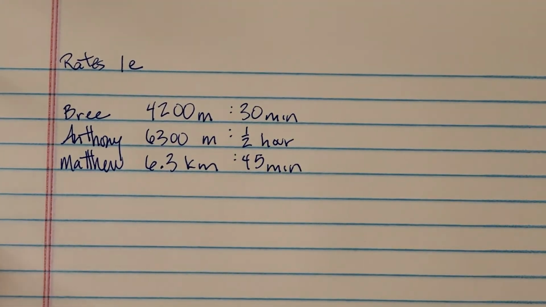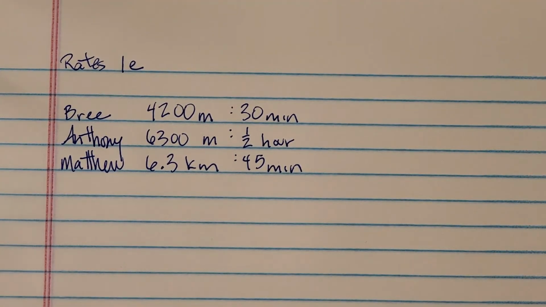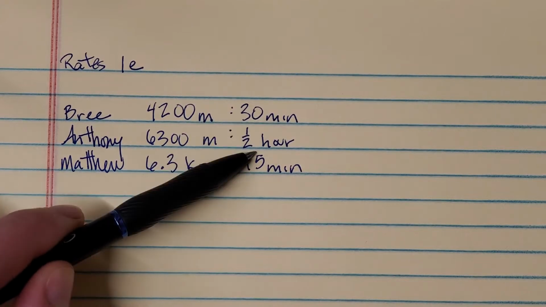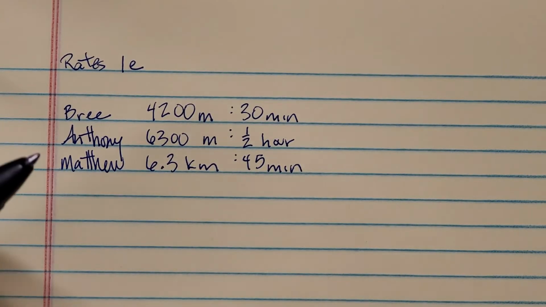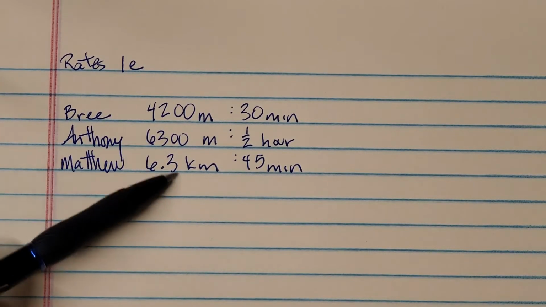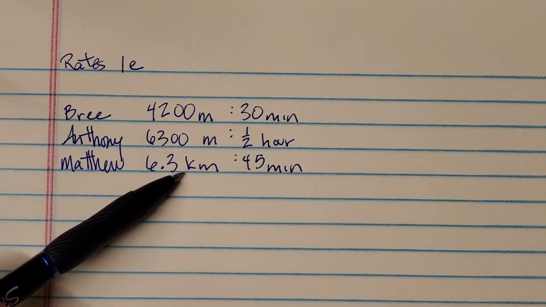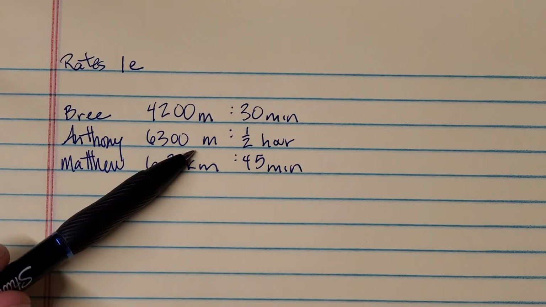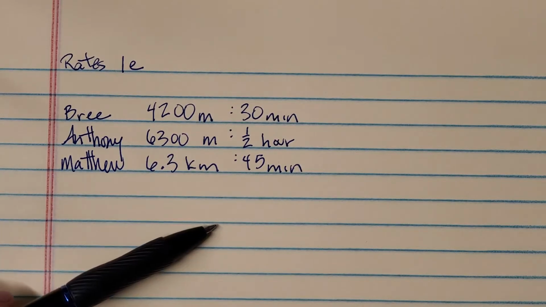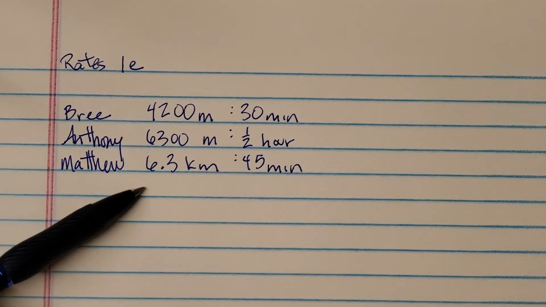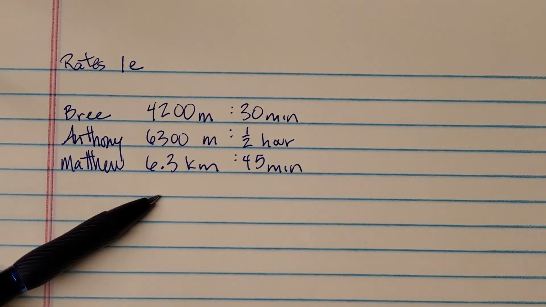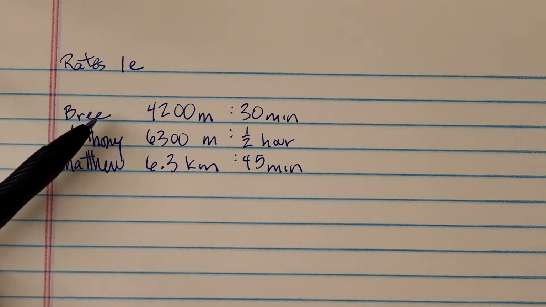Okay, so let's look and see if we see anything similar about anybody. Bree and Anthony ran the same amount of time. A half an hour is equal to 30 minutes. Anthony and Matthew actually ran the same distance. 6.3 kilometers is the same as 6,300 meters. But do Bree and Matthew share anything? I don't know. I don't see anything.